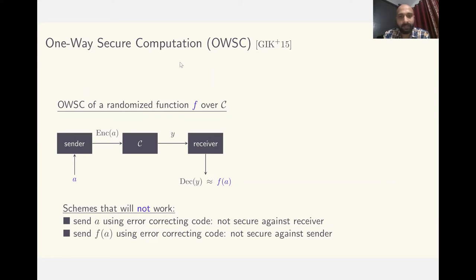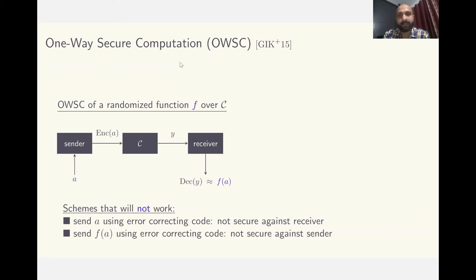The sender encodes the input, say A, using an encoder, and sends it to the receiver, possibly making multiple uses of the channel. The receiver decodes the output of the channel using a decoder to compute the potential output. Correctness of the protocol requires that the receiver's output is distributed according to the distribution F of A.